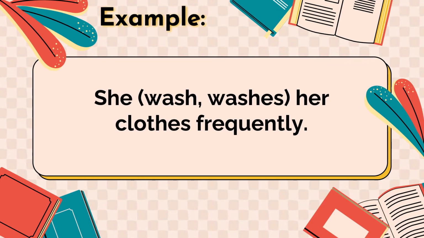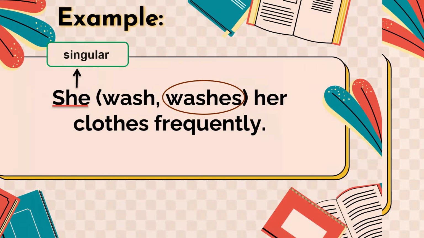So let us study this sentence. She washes her clothes frequently. In this sentence, what verb are we going to use? Is it wash or washes? Okay, very good. We are going to use washes. Why? Because the subject in the sentence is the pronoun she, and she is singular.